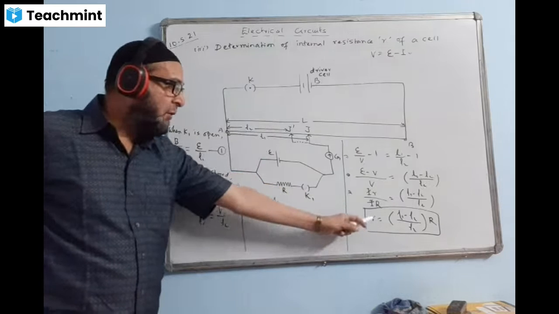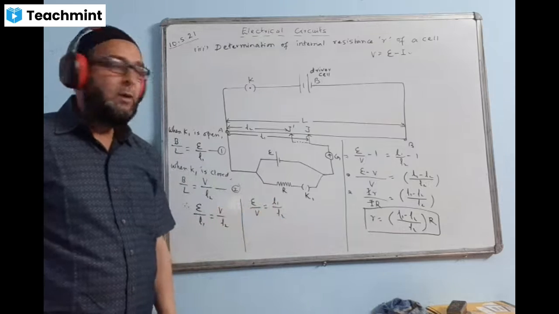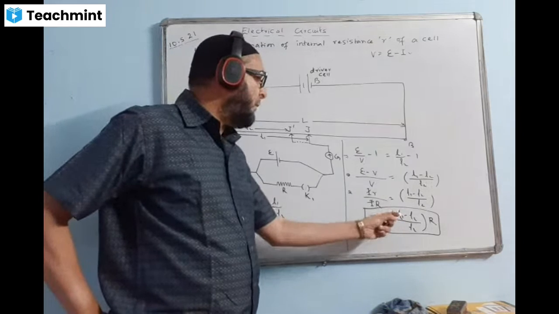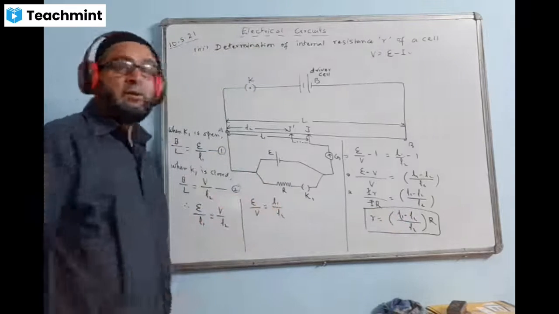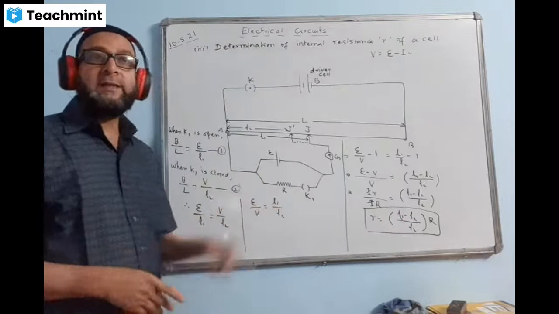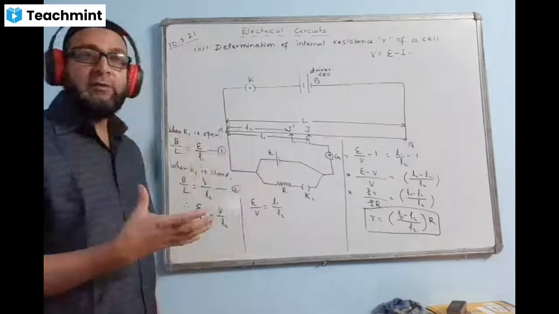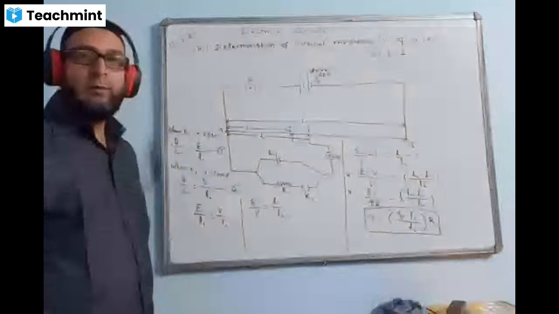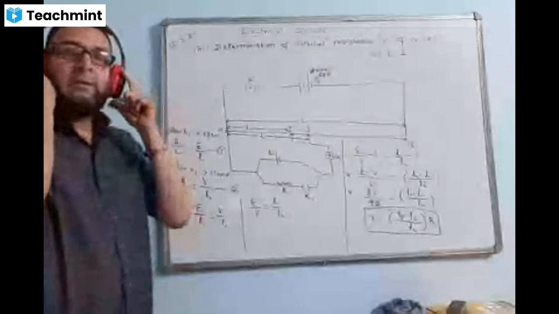So the internal resistance of cell formula is this. Small r is equal to L1 minus L2 by L2, into R. This L1 is bigger, that's why it is L1 minus L2, bigger length minus the smaller length. New length, when the key is closed, will be less, because terminal voltage is less than the EMF. The new balancing length will be less than the initial one. Balancing length will be less than before. And then we will be finding the internal resistance of the cell.